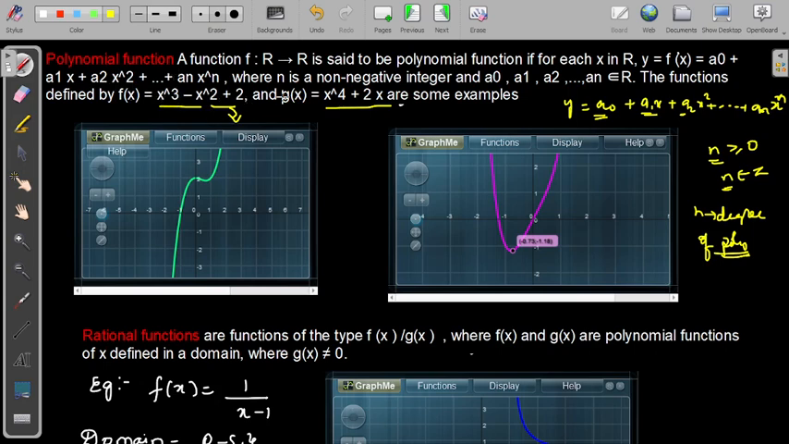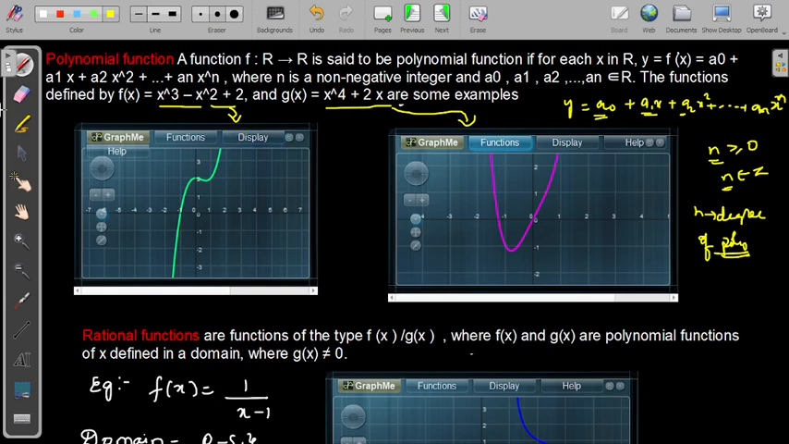So this is the graph of the polynomial function f of x equals x cube minus x square plus 2. Now this is the graph of the function g of x equals x power 4 plus 2x. When x is 0, you will get y value 0. When x is 1, 1 plus 2 is equal to 3. Input is x, output is g of x, which is also called the y value. So this is about the polynomial function.